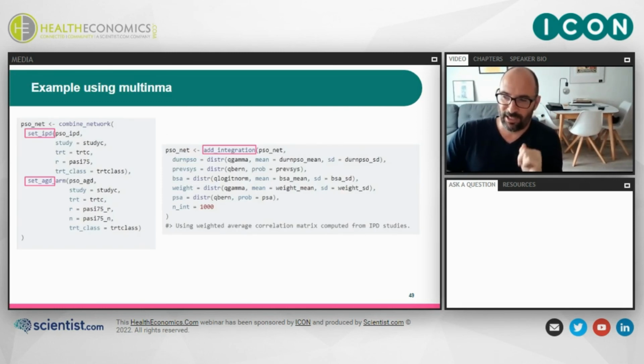So there's really only three steps. First of all, you have to specify your IPD and your aggregate level data, which I show here on the left-hand side, which is as simple as saying what your sample sizes are and how many successes or fails there are, for example, depending on the type of data. And then you also have to specify this add integration function.